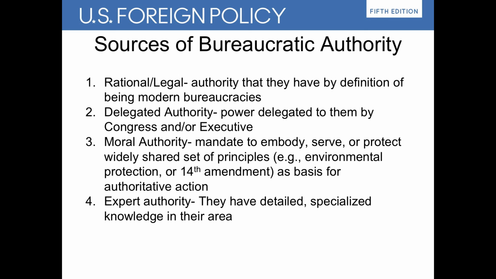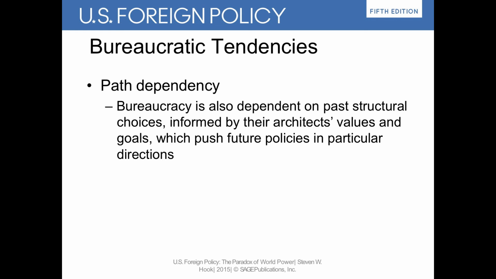Number 4, expert authority. This authority relies on the fact that they hire detailed, specialized experts with knowledge in their field, meaning that the EPA has experts in environmental protection. So the bureaucracy then has the authority of expertise above and beyond that of the White House, Congress, judiciary, and public.